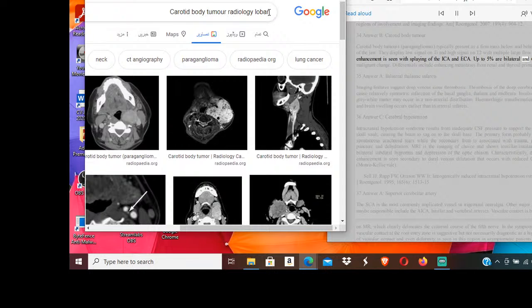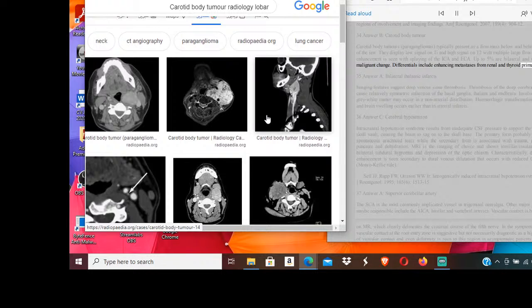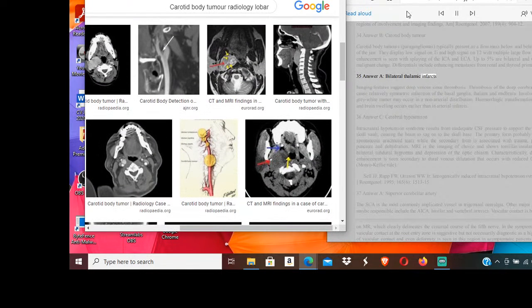Up to 5% are bilateral and 6% undergo malignant change. Differentials include enhancing metastases from renal and thyroid primaries. Answer A, bilateral thalamic infarcts.